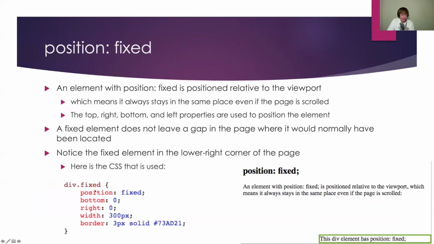Here's the CSS. So if I say on this div, I'm going to do position fixed. In the bottom right, it's going to be 0, 0. So from the bottom, 0 pixels. From the right, 0 pixels. So it's going to be in the bottom right-hand corner. As I'm scrolling, that div will stay there no matter what.